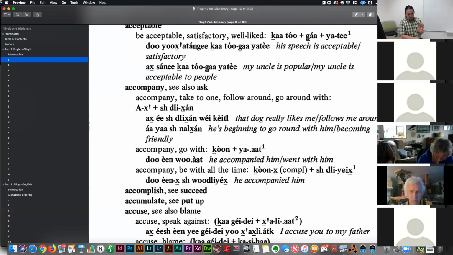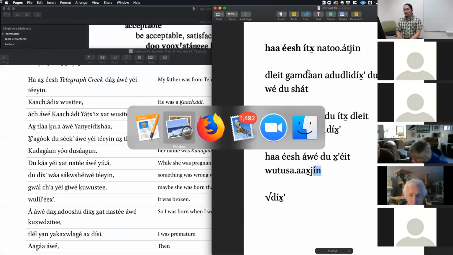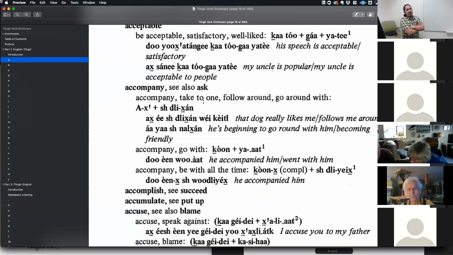It's all the same type of thing. So this one is saying the verb literally means to always be with that person, be beside them, so it's conceptually just a little bit different. So if you said ha'ish itch natu atjin, that would be like wherever our dad went, we were right behind him, walking with him. Whereas if you were saying this one, wherever my dad was, we were just always with him.